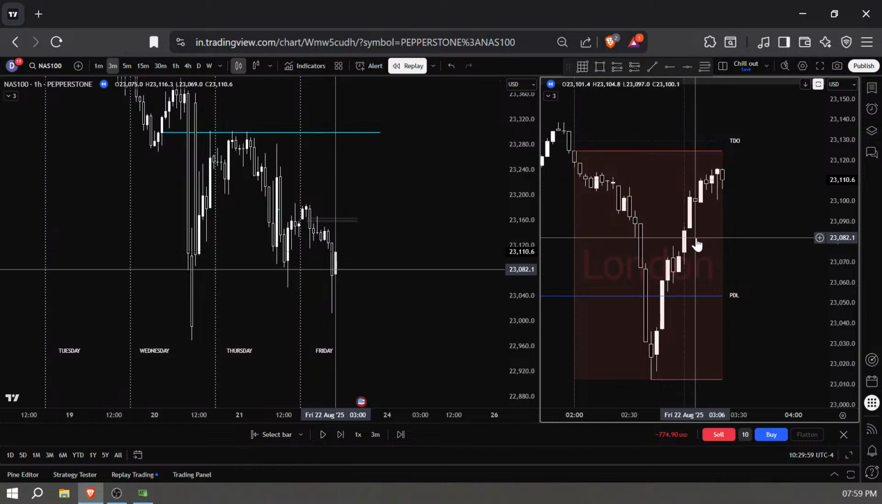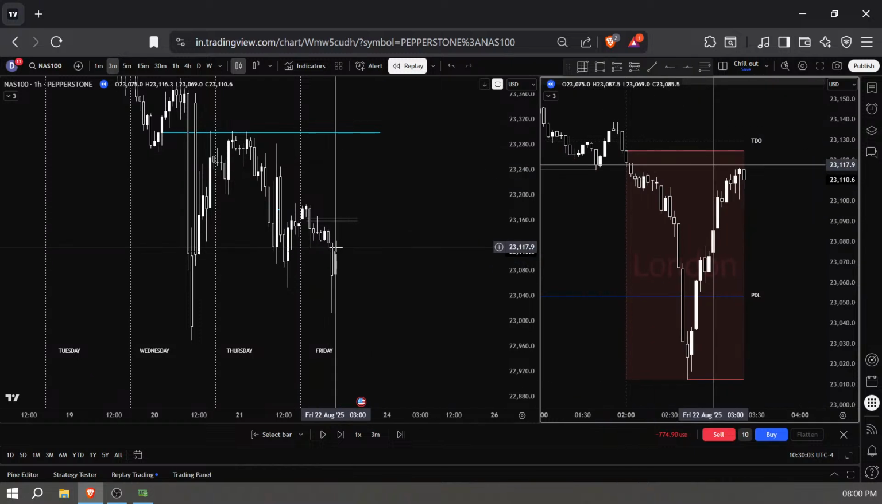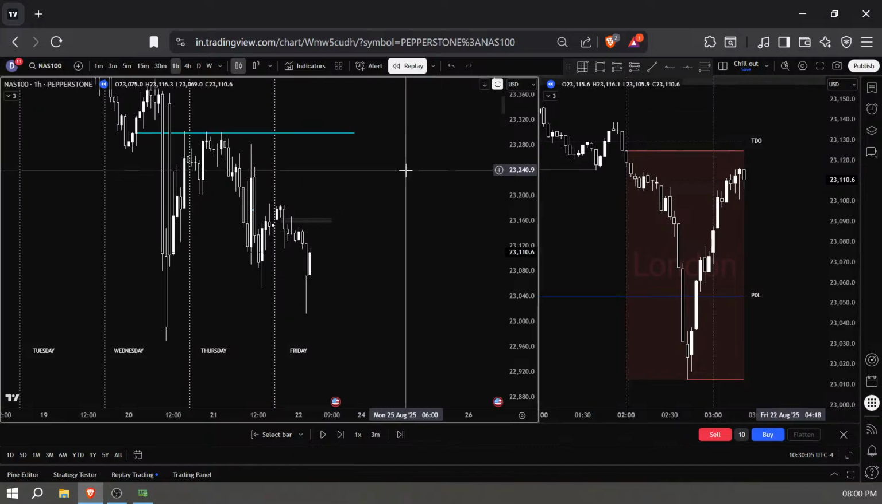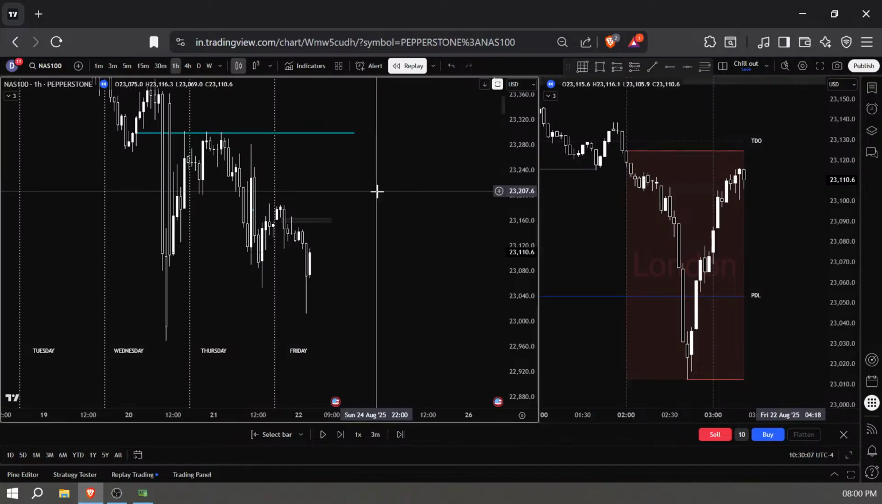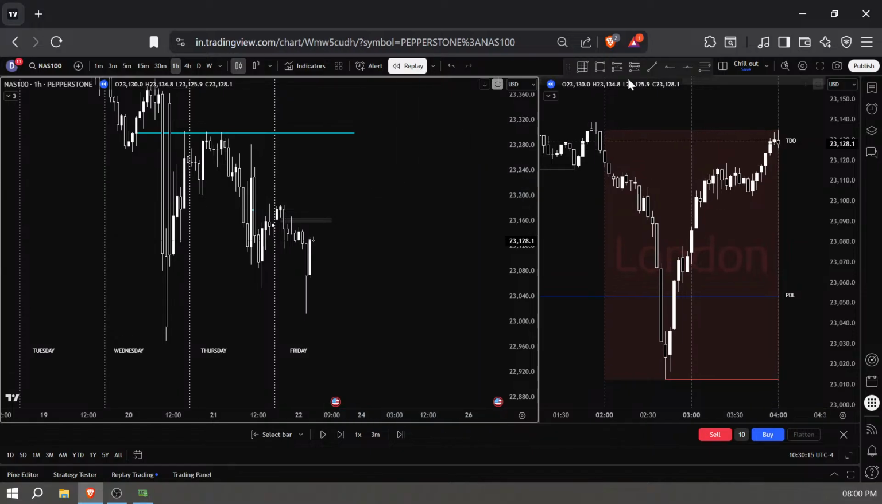So this is like a 1 hour candle. So we'll just wait for this 1 hour order block to get inversed. Okay. Yep. So this is happening. First the 1 hour thing is getting inversed.